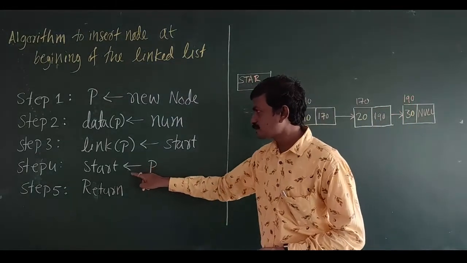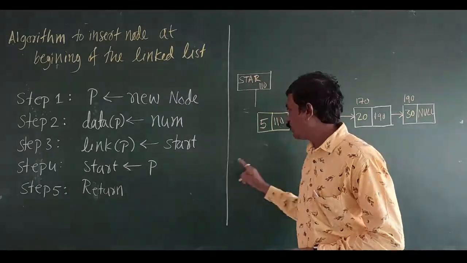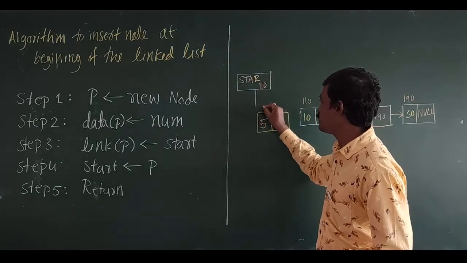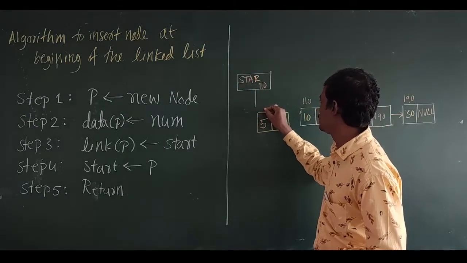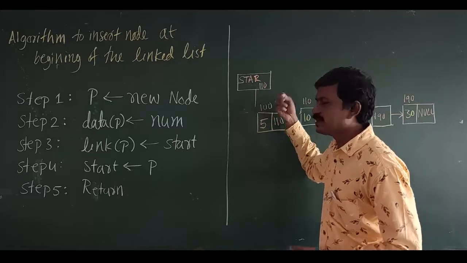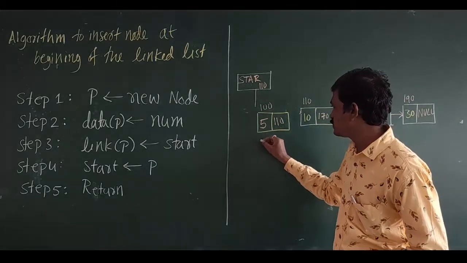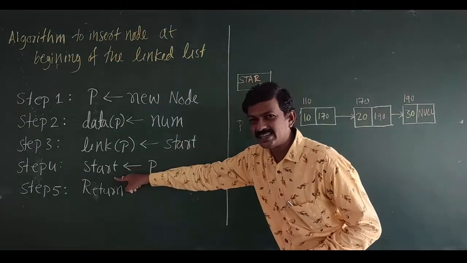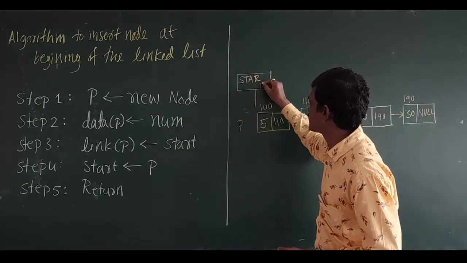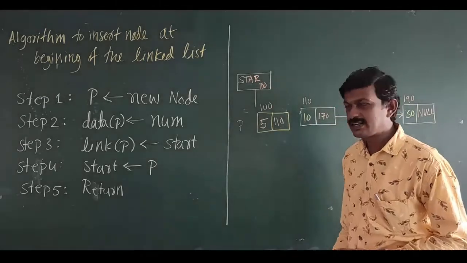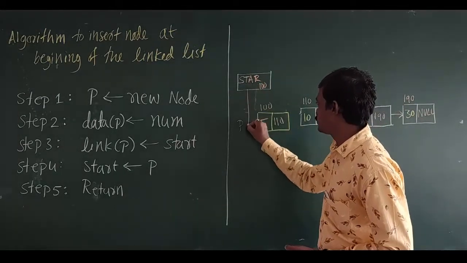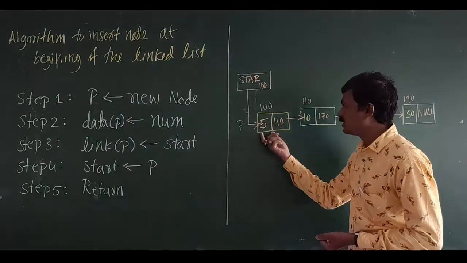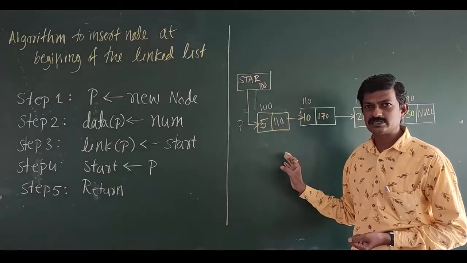Next step is start equal to P. Once I create a new node, that node must be stored at some memory location. Let us consider 100 is a new address which I created. This address should be assigned to the start pointer. Now the start pointer is linked to this node. This is how we insert a node at the beginning of the linked list. Simple concept.